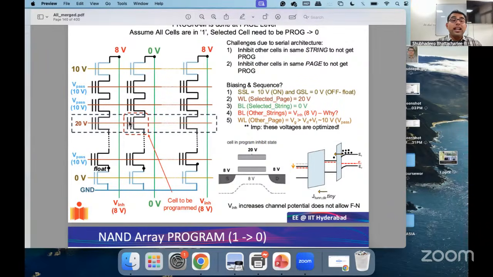So this was the answer to the question. By applying an inhibit voltage, you are able to make sure the channel potential for all the flash cells in these strings is raised to 8 volts. Okay. So that is the answer to the question.